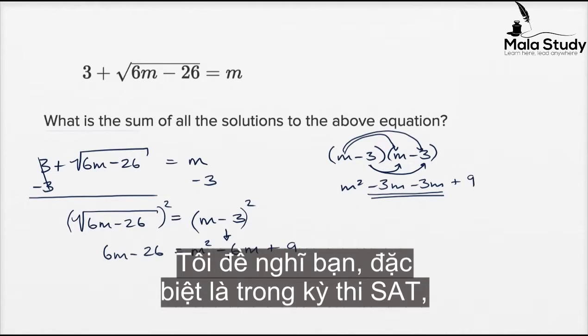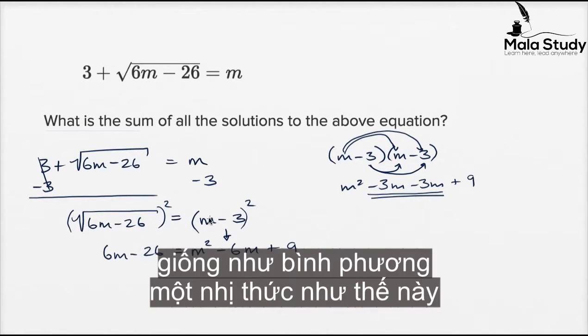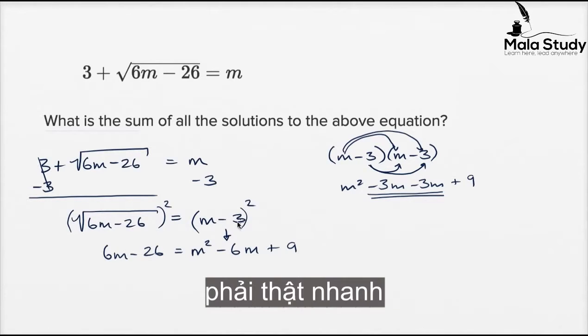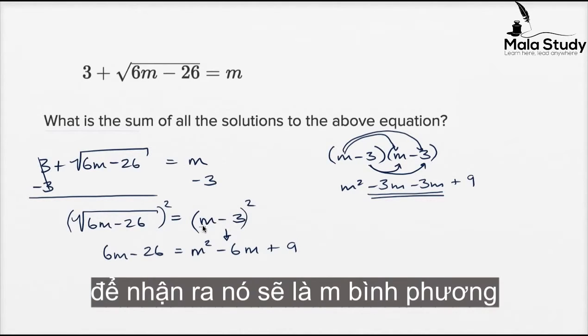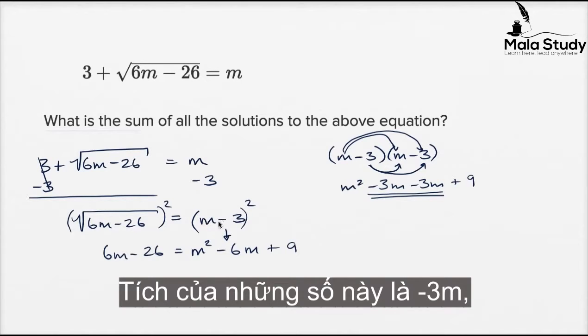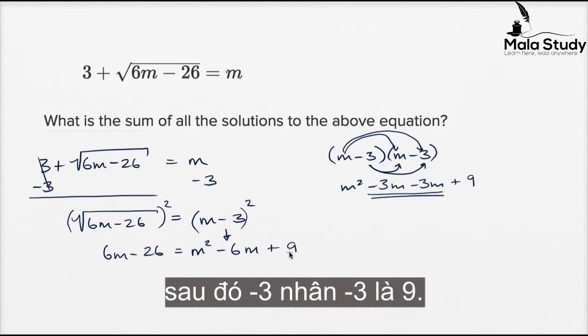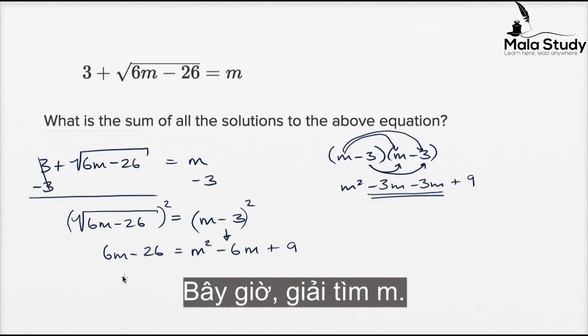And I encourage you, especially because on the SAT you would have to do this under time pressure, to be able to do things like square a binomial like this very quickly, to realize it was going to be m squared plus 2 times the product of these. The product of these is negative 3m, 2 times that is negative 6m, and the negative 3 times negative 3 is positive 9. So now let's see if we can solve for m.